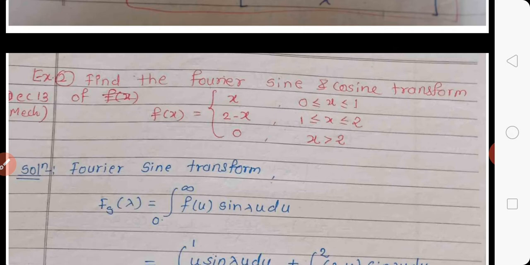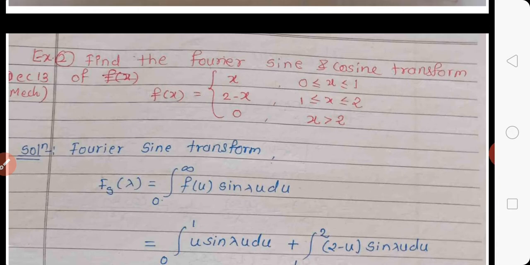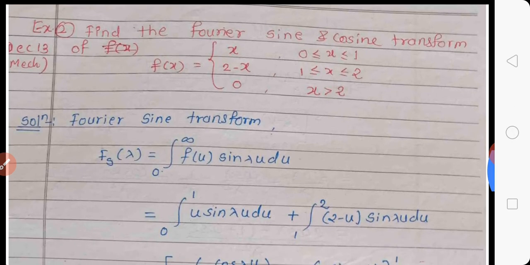Here in the next example, find the Fourier sine and cosine transform of the function f of x. Here again we split this into three parts. The interval 0 to infinity is split as 0 to 1, 1 to 2, and x greater than 2, that is, 2 to infinity. We use the same procedure to find the value.